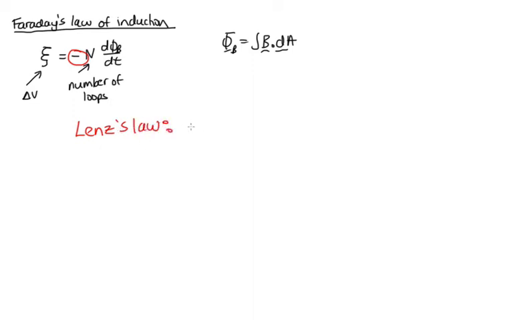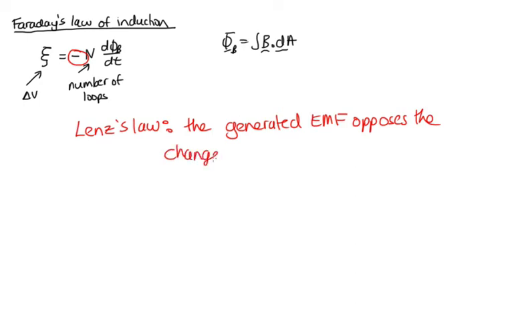And what it tells us is that the generated EMF opposes the change that generates it. So when we have an EMF generated around a loop, that's going to induce a current to flow. And this current is going to oppose whatever change generates it.